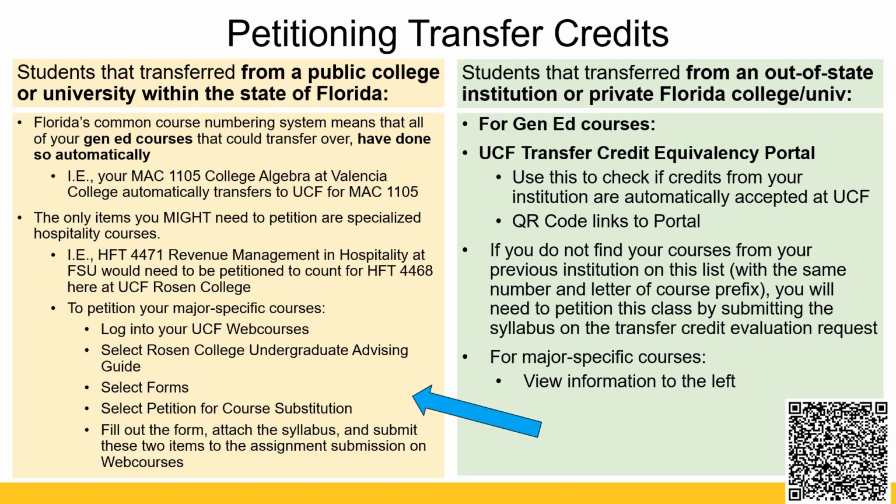And again, for an out-of-state or private or even a public hospitality course, most likely you'll have to petition that through the college through completing a petition for course substitution, which can be found online through the Rosen College Undergrad Advising Guide web course, which is on webcourses/Canvas, or you can complete them in person at the main campus or Rosen campus advising suites.